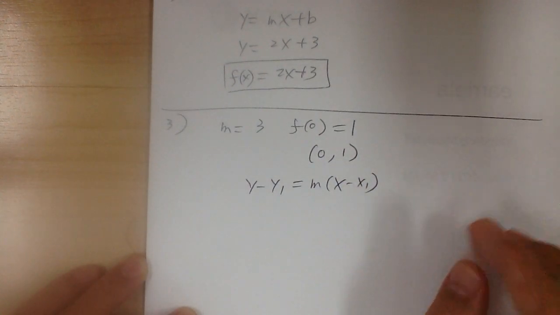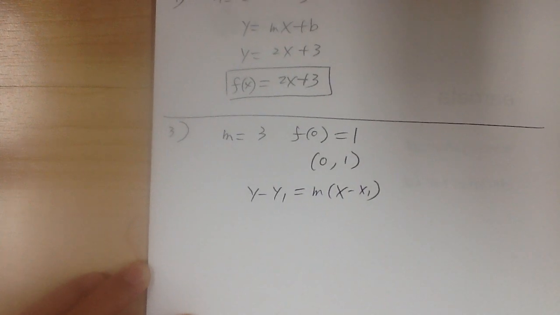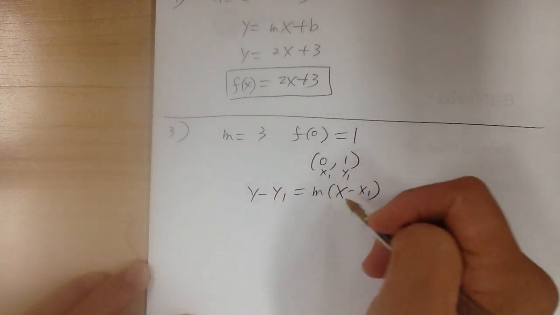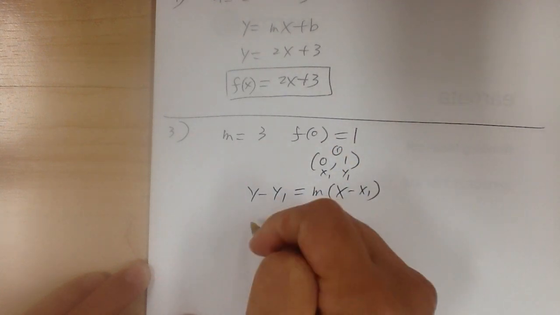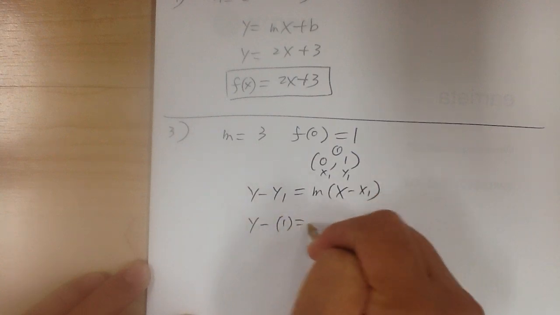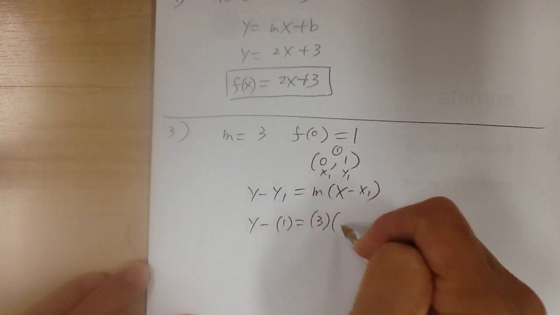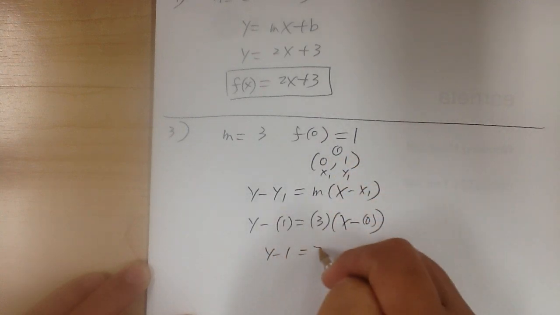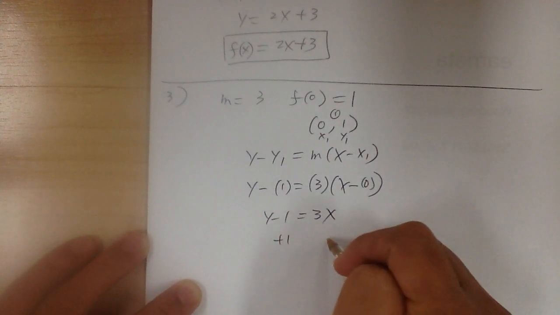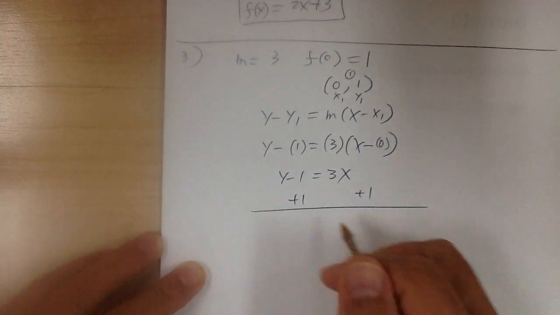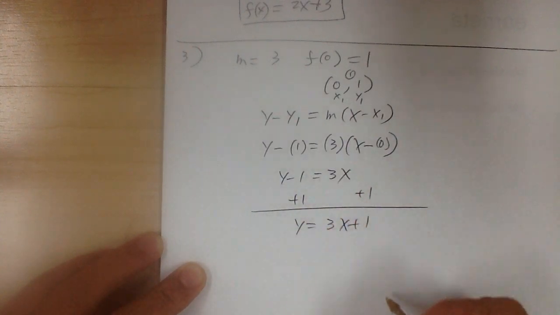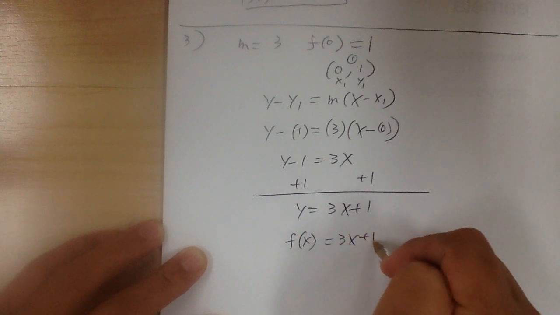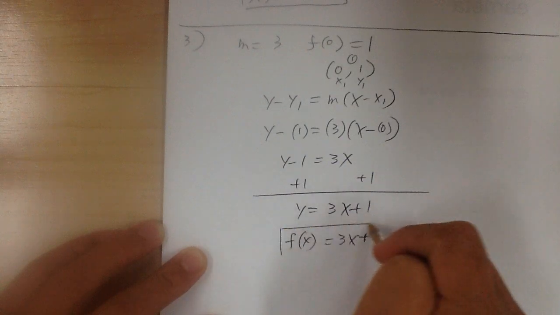Again, there are many ways you can do this, but this is probably less confusing. That's your x, that's your y, so this is your point 1, x1, y1. So y minus 1 equal to the slope, 3, times x minus 0. Work it out: y minus 1 equal to 3x, plus 1 on both sides. So y equal to 3x plus 1, and switch to f of x equal to 3x plus 1, because y is a function of x.